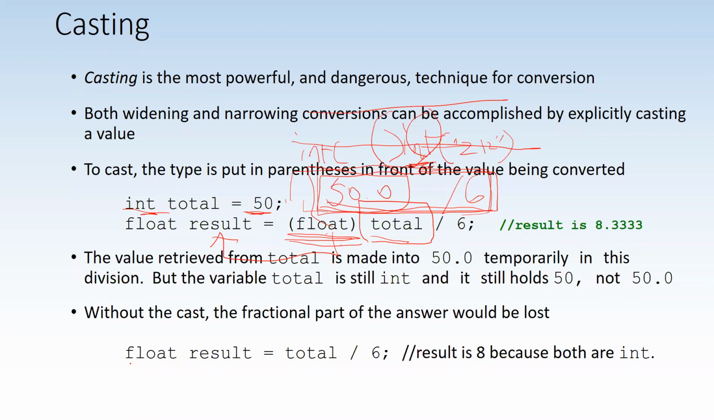Okay, so here, total is an int, right? It has 50. So 50 divided by 6, the result will be 8 because both are int. And so it gives you an int, 8. And that 8 is stored in result. Because result is a float, now you have 8.0. Okay, any questions?